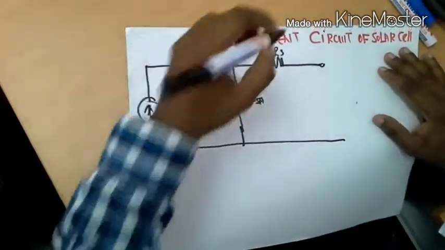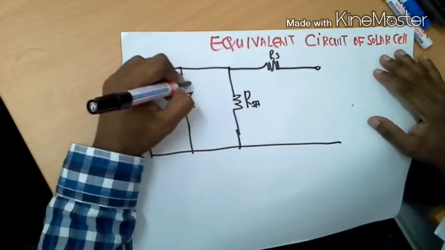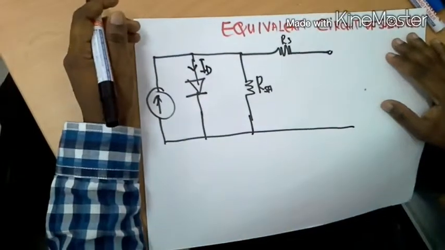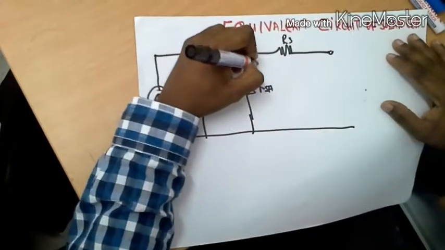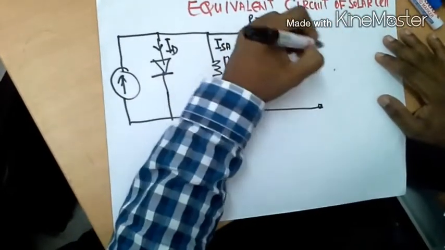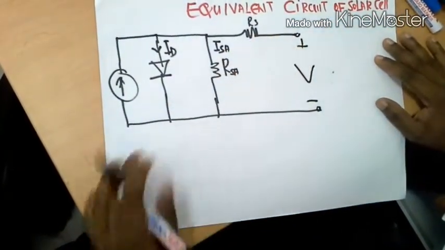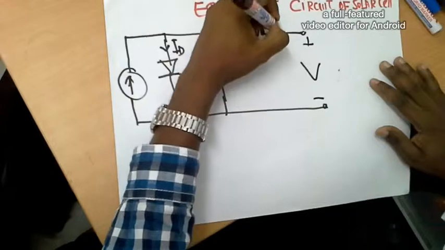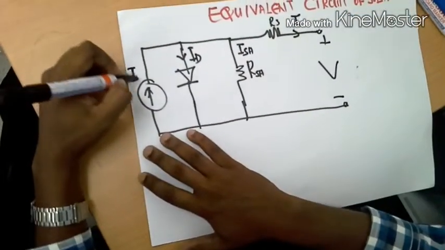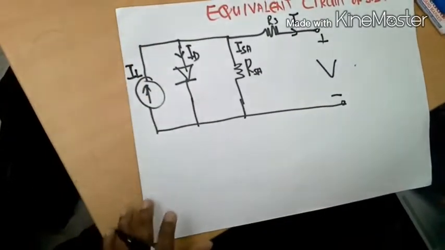Okay, now we name the current through the diode ID, and this one ISH. Then of course you have to have the supply, plus and minus, in the voltage. Then we have I, the total current. Then we have this, the current through the load.